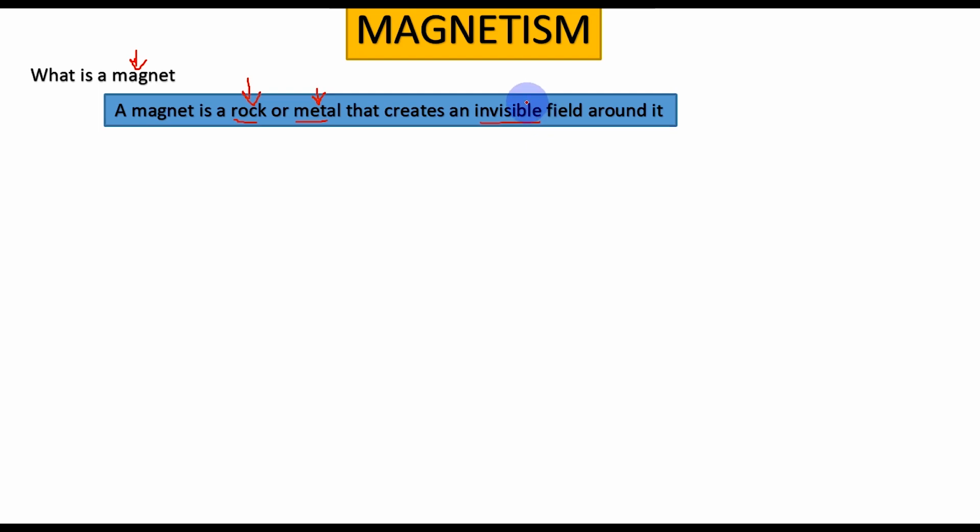That invisible force that we are talking about is what is known as magnetism. So the invisible force that is being created by any magnet is called what? Magnetism. So that's the force around the magnet. Any magnet, either a rock or a metal. I hope that one is clear.